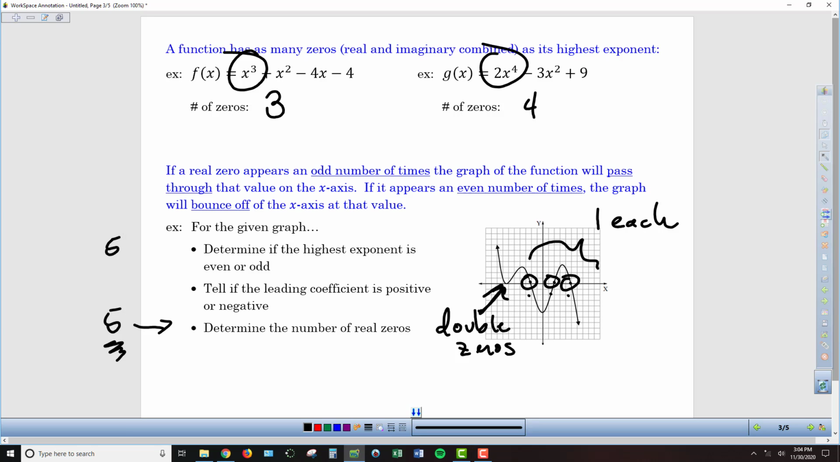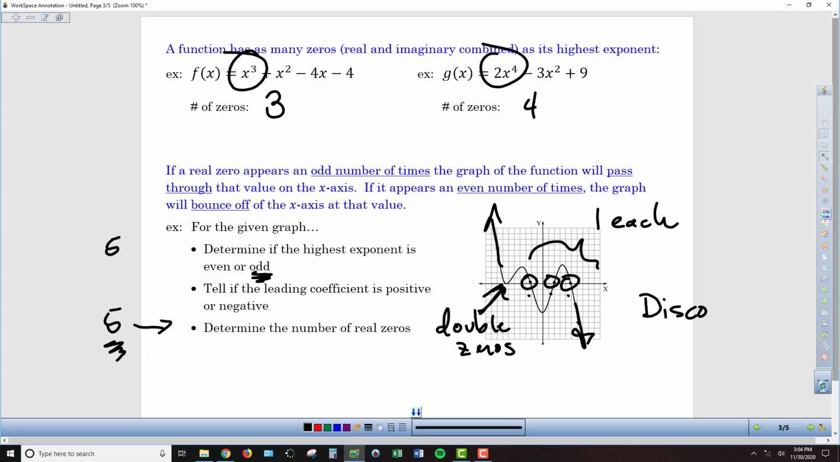We can also say that we know, just without even counting the zeros, that the highest exponent needs to be odd because we have a disco graph. So remember, if we're going up on one side and then down on the other, we call that a disco graph, and that means that whatever the highest exponent of this function is, it must have been an odd number to generate that type of graph. If the highest exponent was even, then we'd be looking at a touchdown graph. Both sides would be going up or both sides would be going down.